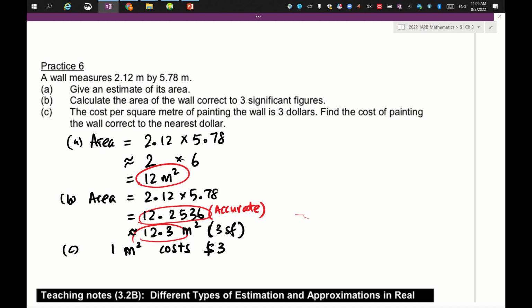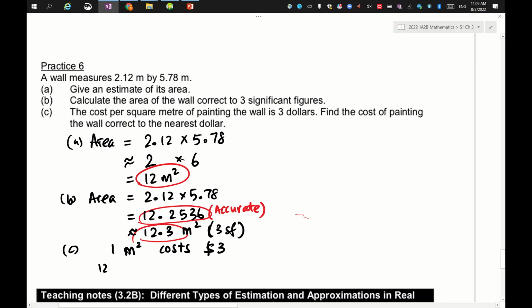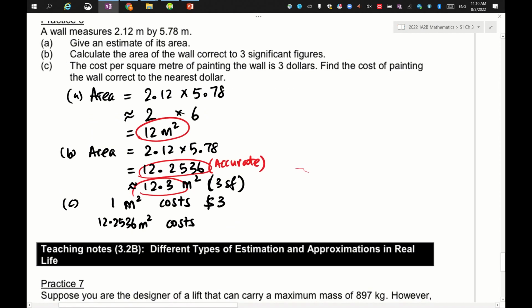So 12.2536 square meters, each costing $3. How much will this cost now? 3 divided by 1 times 12.2536. We get 36.7608. This is the exact value. However, they wanted us to round it off to the nearest dollar. So to the nearest dollar, it becomes $37.